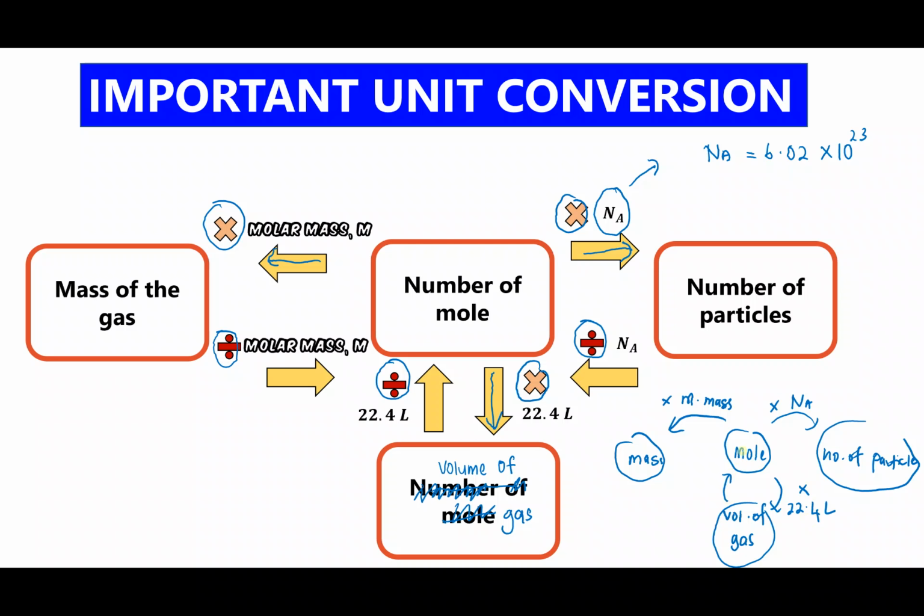Okay, lepas tu buat arrow ke arah mole. Pergi ke arah mole. So, dia akan jadi terbaliklah pula. Bahagi molar mass. Yang ni akan bahagi dengan 22.4 liter. Yang ni akan bahagi dengan Avogadro number. Okay, so apa-apa yang keluar daripada mole, kita akan guna darab. Apa-apa yang kita nak masuk balik kepada mole, kita akan guna bahagi. Cuma you kena ingatlah, daripada mole nak pergi mass of the gas, mesti darab molar mass. Daripada mole nak pergi number of particle, kita darab dengan Avogadro number. Daripada mole nak pergi volume of the gas, kita darab 22.4 liter.